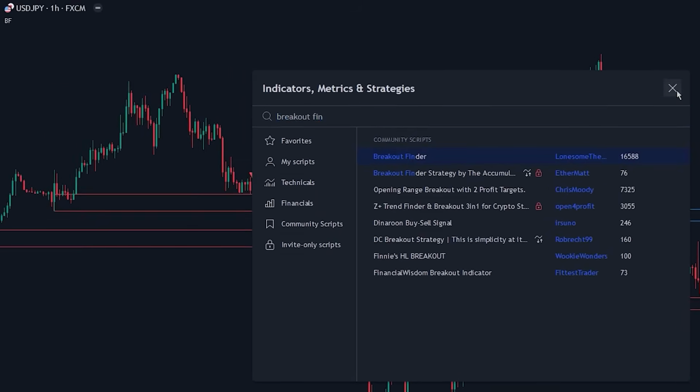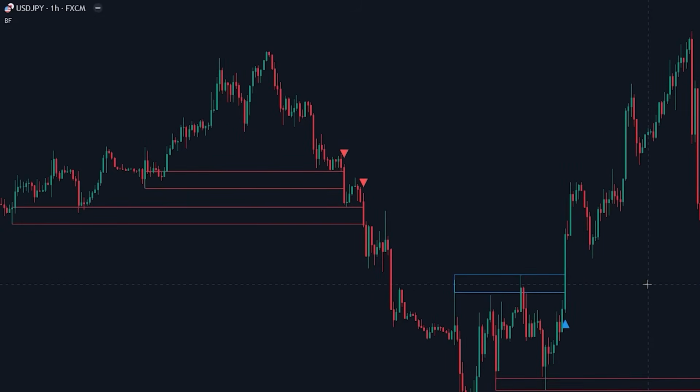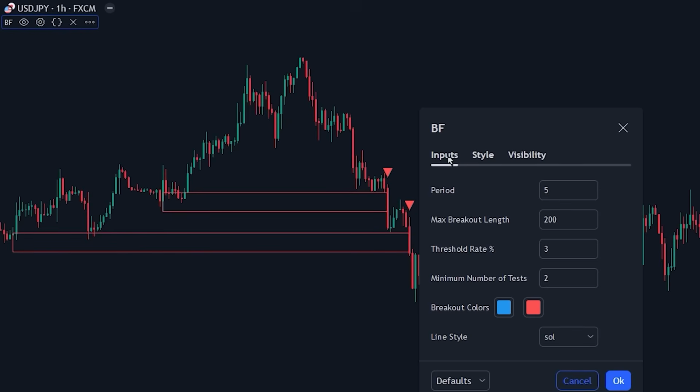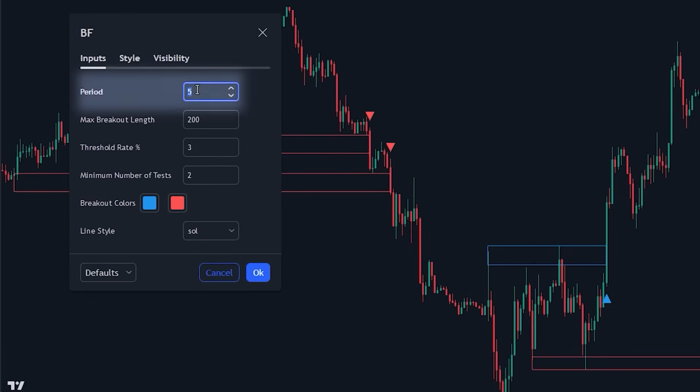If we take a look at the chart now that we have plotted the indicator, we can see that red and blue boxes are plotted on the price action. These boxes help visualize where a breakout is likely to occur or have occurred. If we head over to the Indicator Settings tab and click on the Input tab, we can see the following. The first setting is the period, which is used to find pivot points.